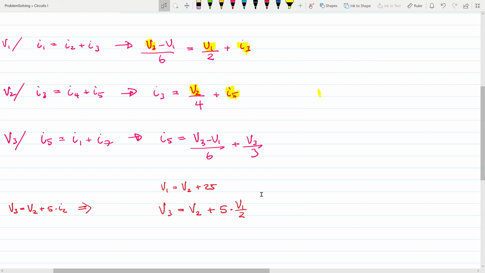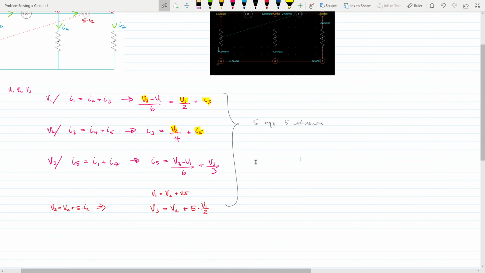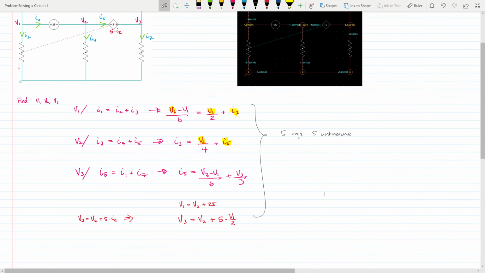Because now if you look at this, what we have are 5 equations, 5 unknowns. So what that means is we have everything we need in order to solve this system and to solve for all of these unknown variables that are highlighted in yellow here. So for this final step here, we're not going to go through the algebra. We're going to crunch it on MATLAB, make it a little easier for ourselves.